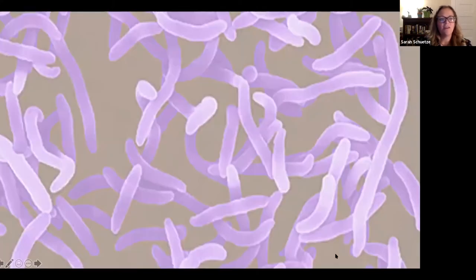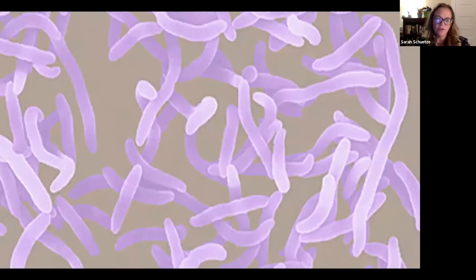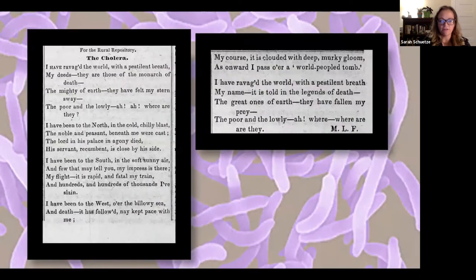The addition, and the reference at the beginning here to another editor, emphasizes the editors as voices of authority. The additional comment even suggests the statement is humorous, but that it could do more good than what we may perceive to be advice coming from medical professionals, which would be advice in more serious garb. Publications like the Rochester Gem, which published that, also printed and reprinted at least a dozen poems relating to cholera, some of which are in the voice of the disease and provide an in-depth characterization of the disease.